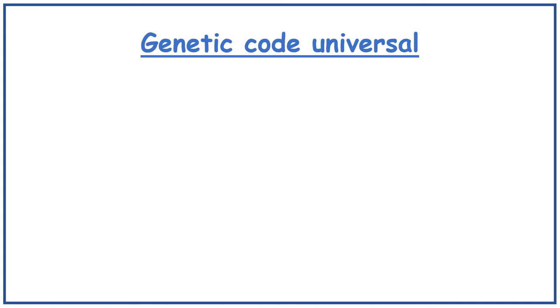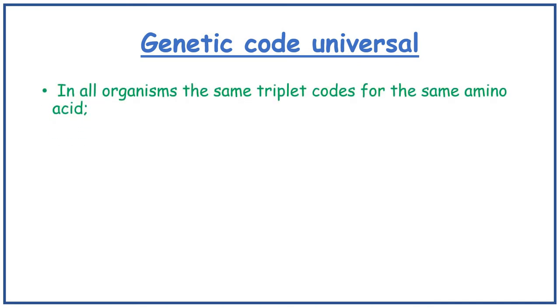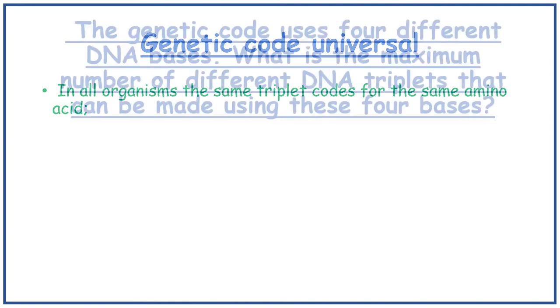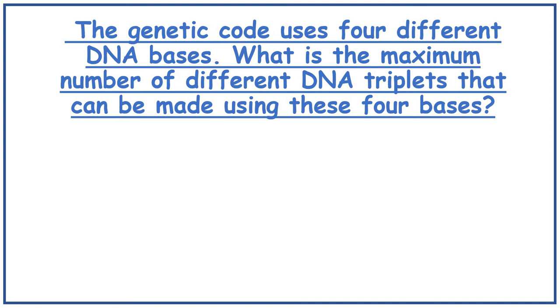What is meant by the fact that the genetic code is universal? In all organisms, the same triplet codes for the same amino acids. The genetic code uses 4 different DNA bases. What is the maximum number of different DNA triplets that can be made using these 4 bases? Well, there are 4 bases and a triplet is 3, so it's 64.